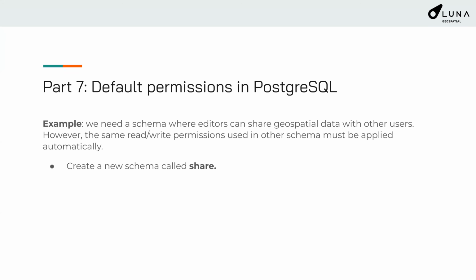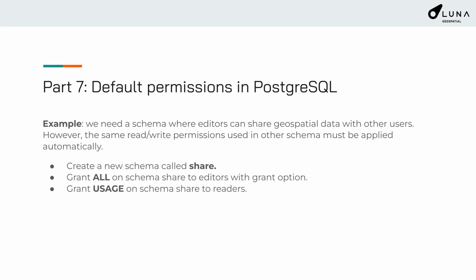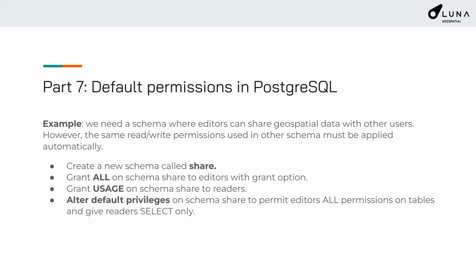So we create a new schema called share. We grant all on the schema share to editors with the grant option. We grant usage on the schema share to the readers. We don't want them to edit or create anything, but we want them to be able to see the stuff that gets created in there. Then we alter default privileges. So we create default privileges on the schema to permit editors all permissions on the tables and give readers select only. So any new table that would be created by user editor A is going to be visible to everybody else within the system.